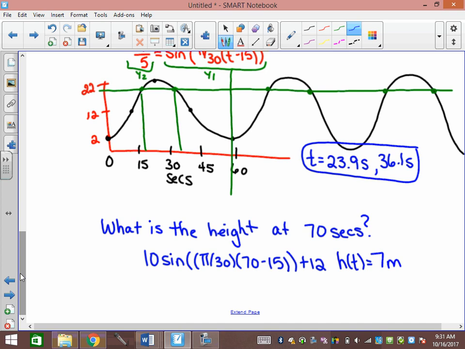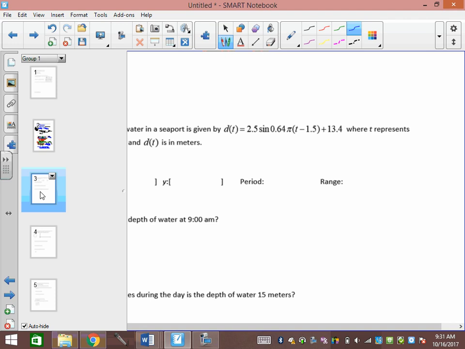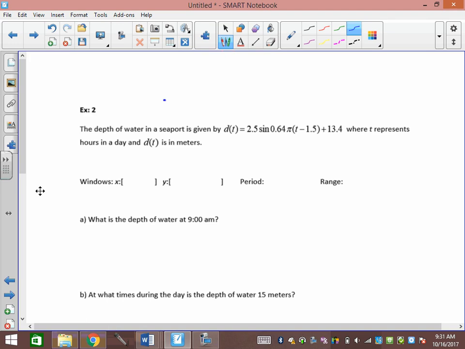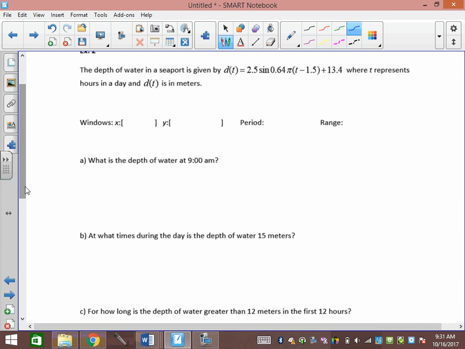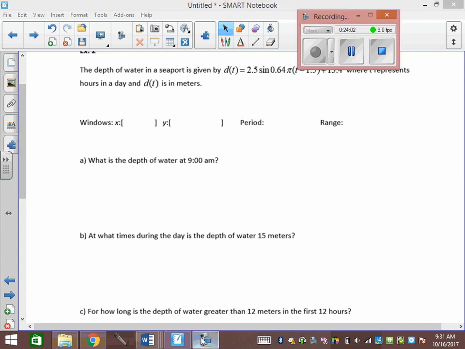Okay. So what do I want you guys to do right now? I want you to be able to get it to show up in your calculator. So this is your new equation. I want you to try and make a window. So get your min, get your max, get your period of your graph, and try and graph it. Okay? Radian mode because it's a word problem.